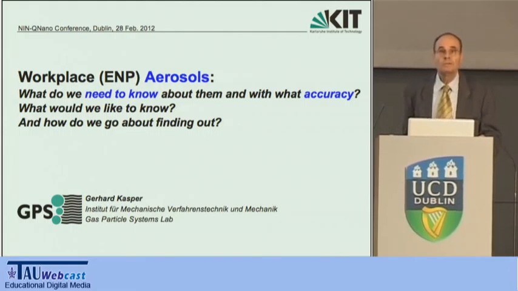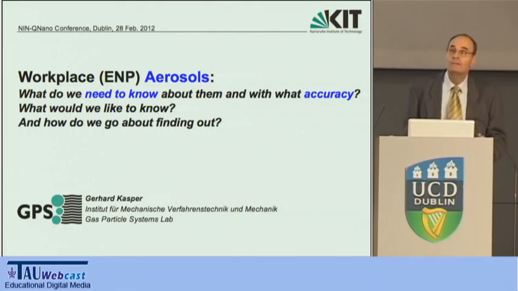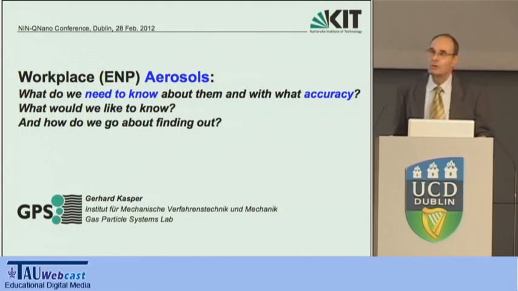With what accuracy do we need to know? What would we like to know about them? And how do we go about finding out? I'm going to do that with a fairly broad brush. And when using a broad brush, one risks generalizations, and I hope I won't offend anybody by generalizing and by simplifying and leaving out some of the details.